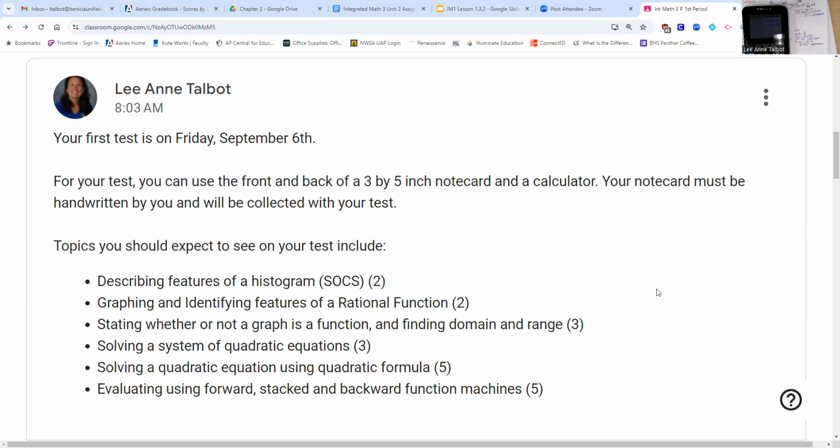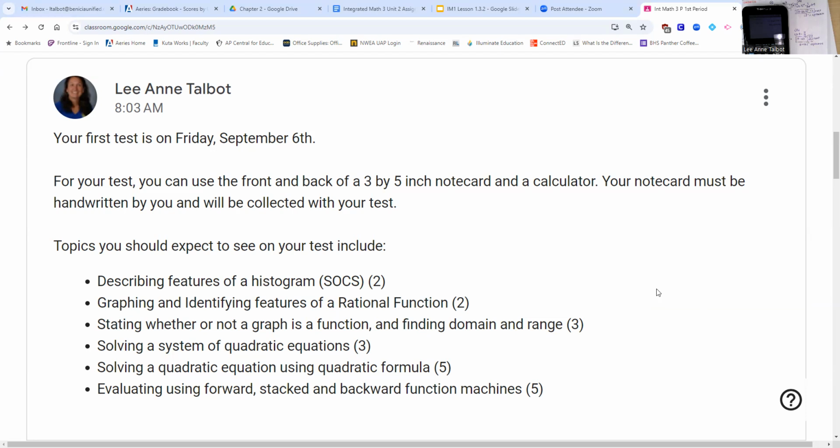Your note cards are provided for you in the middle of the table. You should take one of those. Your note card must be handwritten by you and will be collected with your test. So any questions about that? Front and back are okay, calculator is okay. Everybody good? Okay.